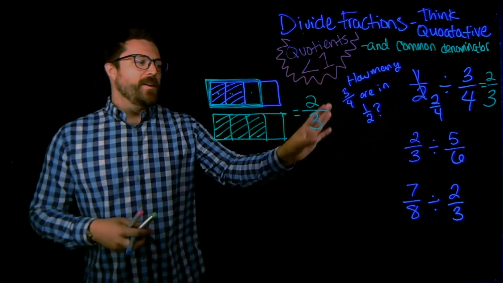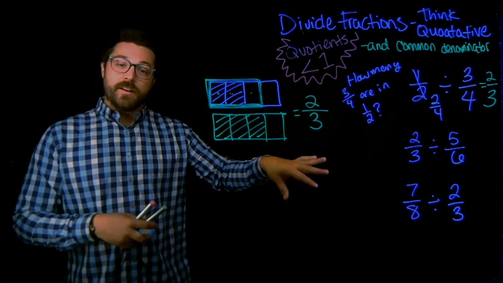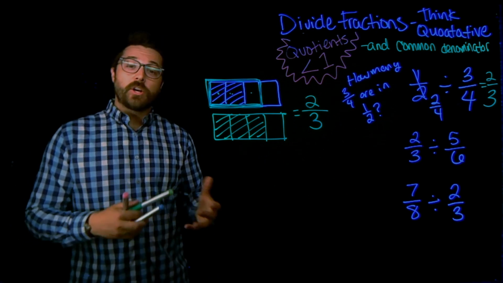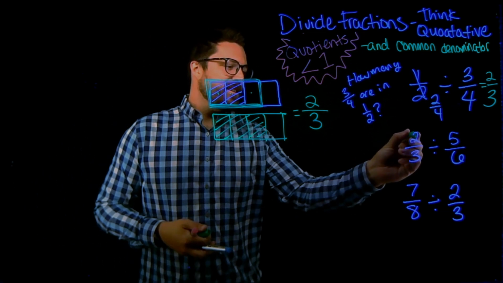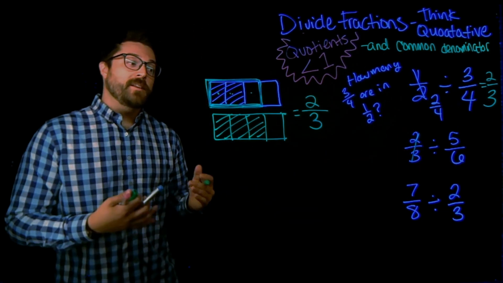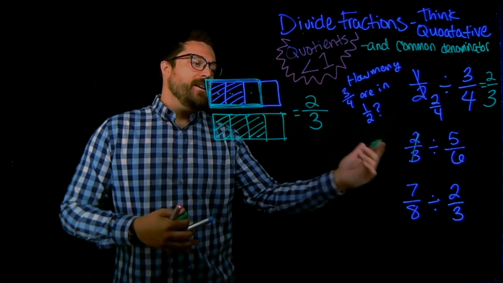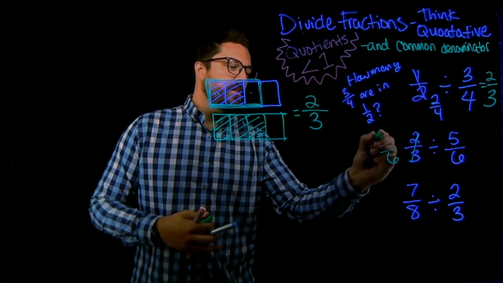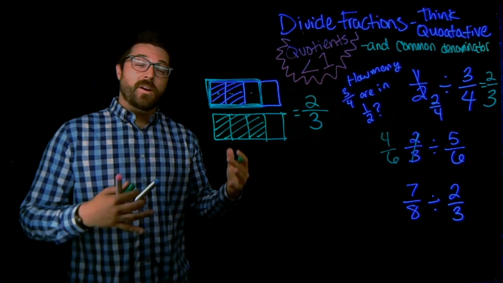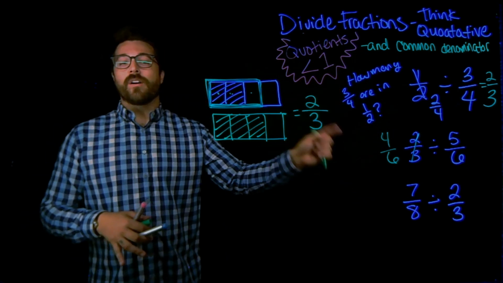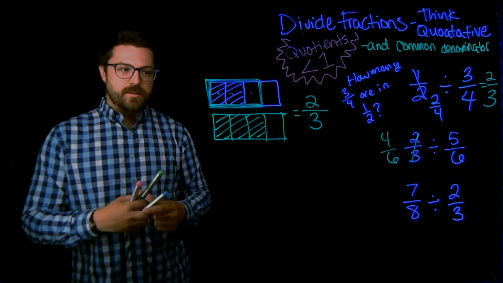All right, so one more, another example here, 2/3 divided by 5/6. I'm going to go ahead and think of this as having a common denominator. I'm going to find an equivalent expression for 2/3 that has a denominator of 6. So my question is, how many 5/6 are in 4/6?